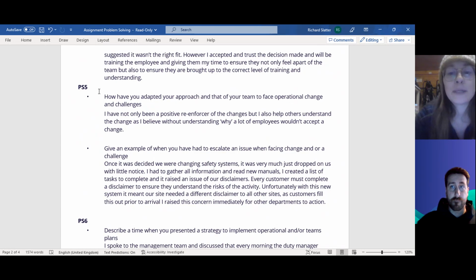Every customer must complete a disclaimer to ensure they understand the risks of the activity. Unfortunately, with this new system, it meant our site needed a different disclaimer to all other sites. As customers fill this out prior to arrival, I raised this concern immediately for our departments to action.